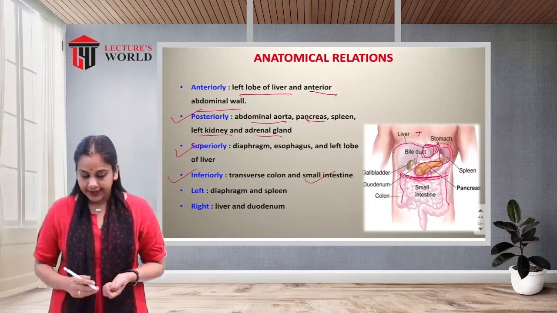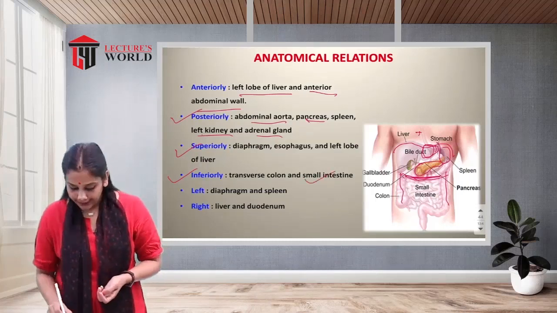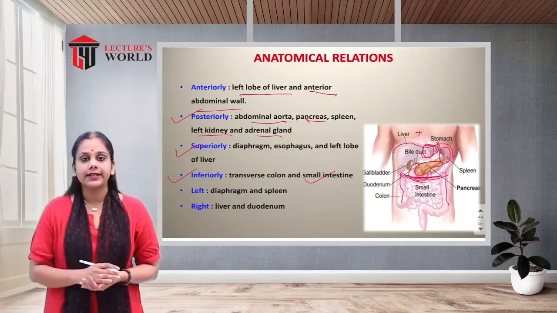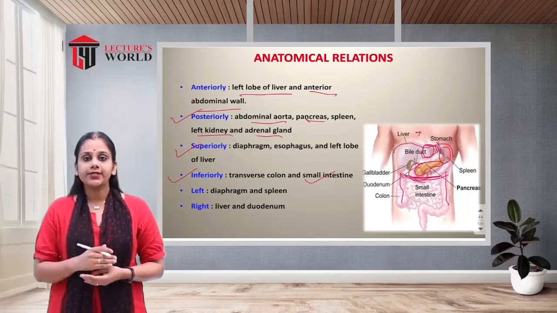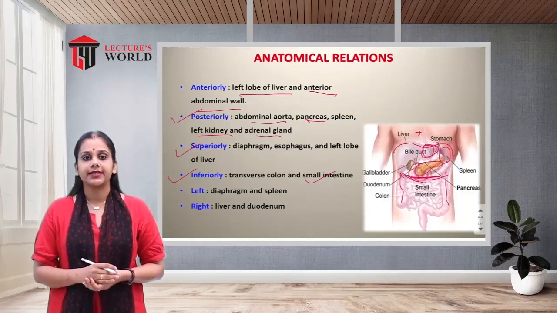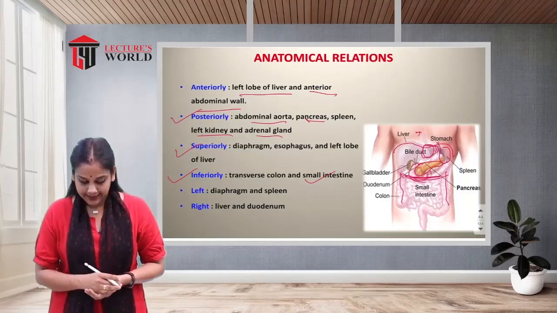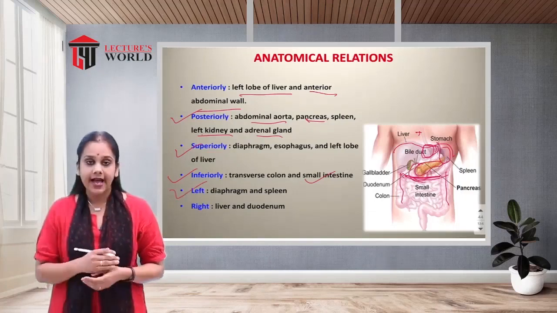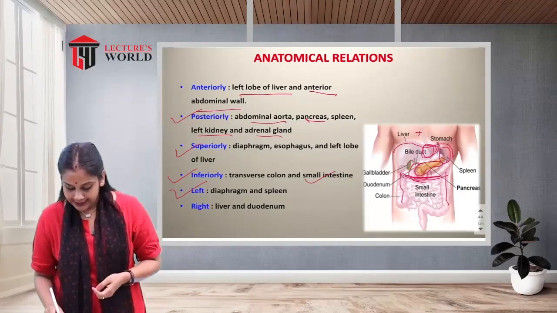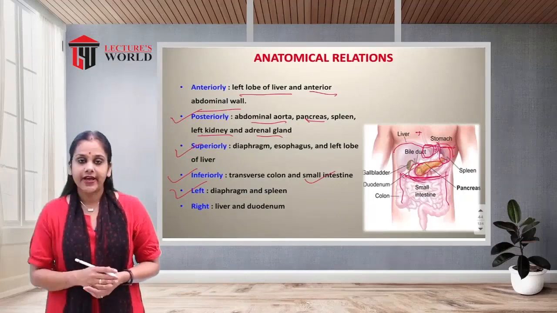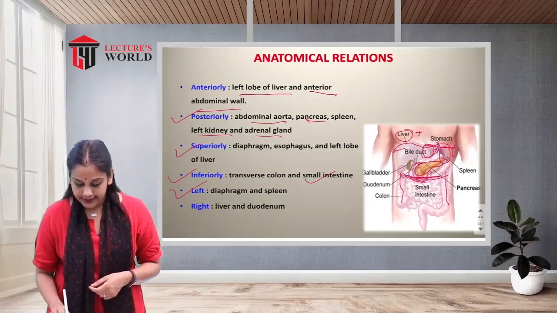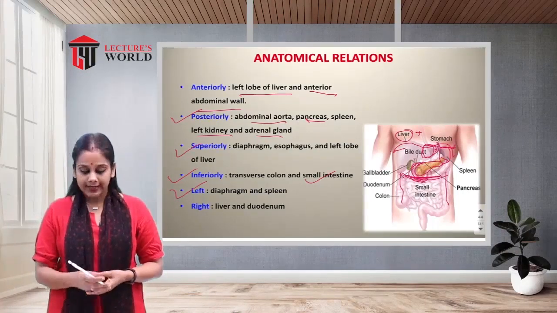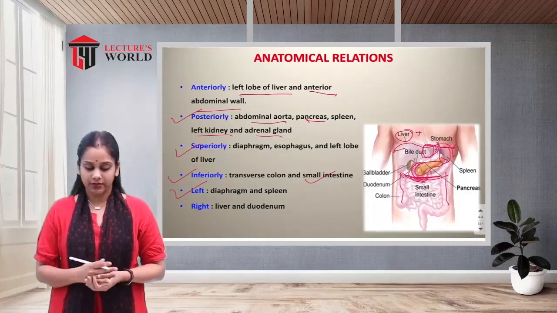Then the small intestine. Also there is the small intestine, the first part of which is the duodenum. So below the stomach, on the inferior side, there is the duodenum, the first part of the small intestine. Then on the left side there is the diaphragm and the spleen. You can see this is the spleen, and here is the diaphragm. On the right side there is the liver, see this is the liver, and the duodenum. See this is the duodenum. So these are the relationships of the stomach.